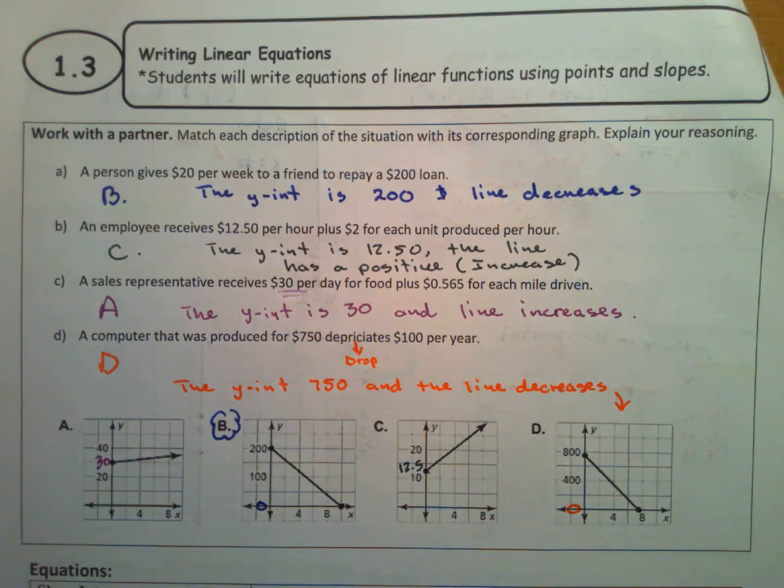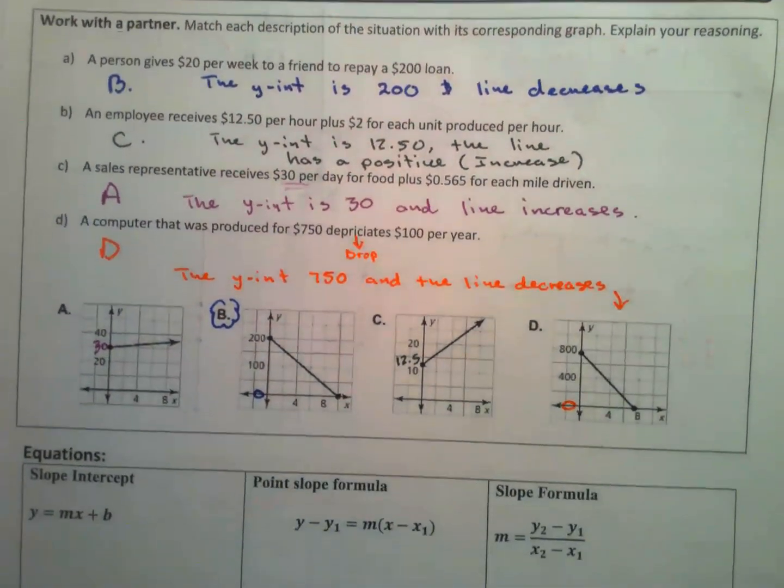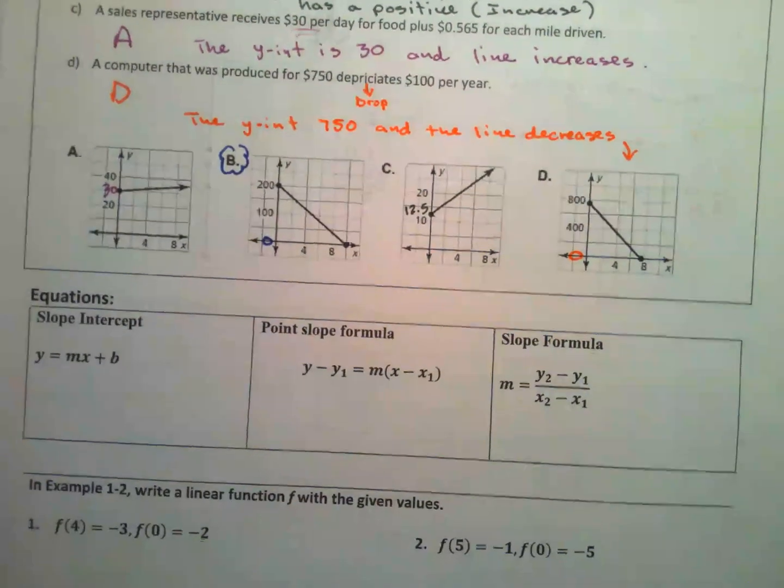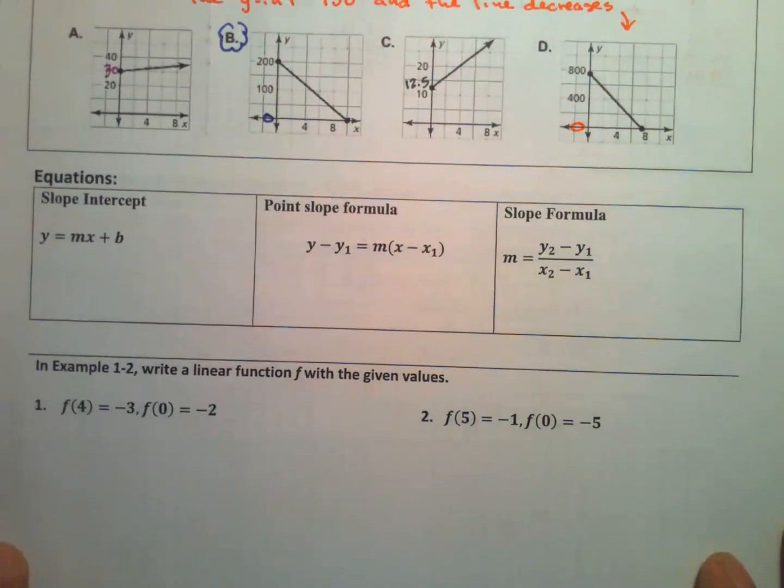But anyways, this is just to kind of get the idea of, all right, y-intercept is important. Trying to figure out if a line increases, which would be a positive slope. If a line decreases, it would be a negative slope. These are the kind of things that we're looking at when we're thinking about lines.